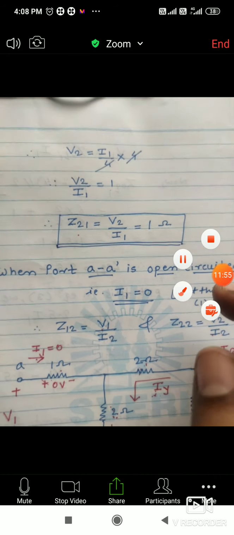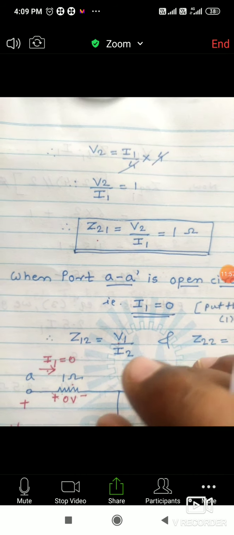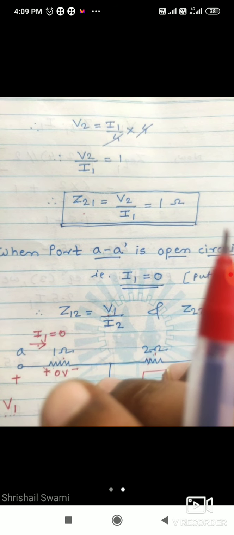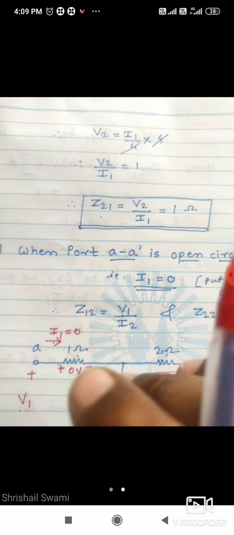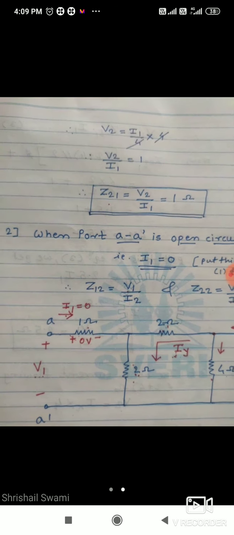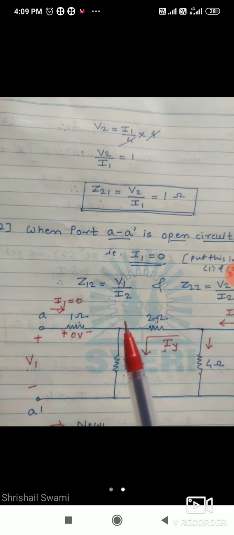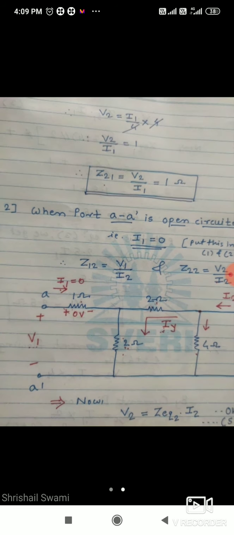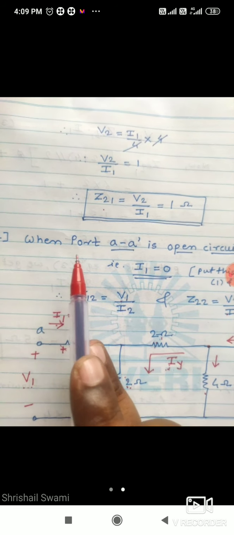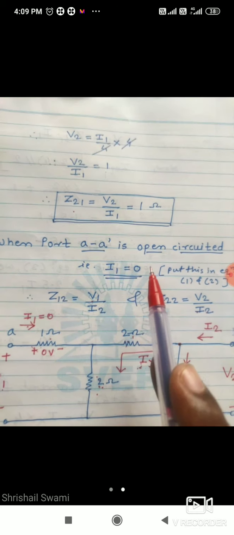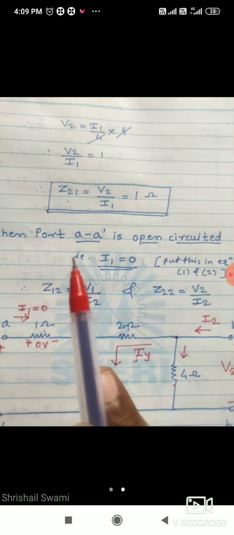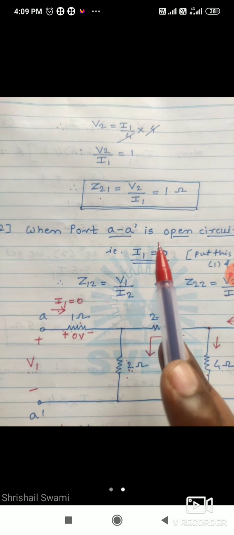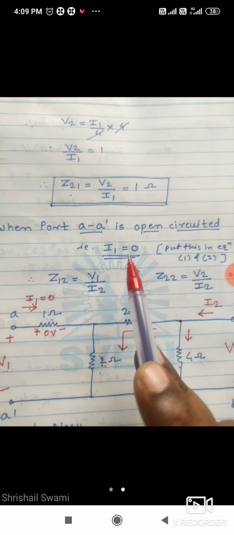In this way you have to use the current division and Ohm's law to find out the second parameter, that is Z21. Have you understood? If you understood this part, you can easily solve the remaining part. So how can we start now? Second, when port A dash is open circuited. Once again, read, when port A dash is open circuited, that is I1 equal to 0.